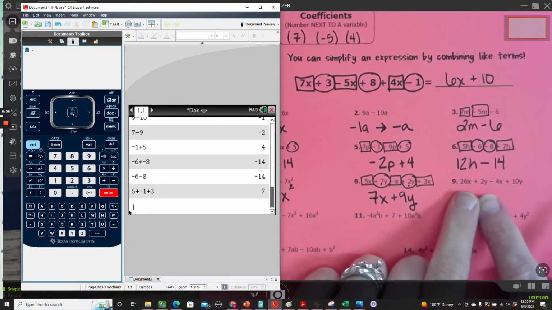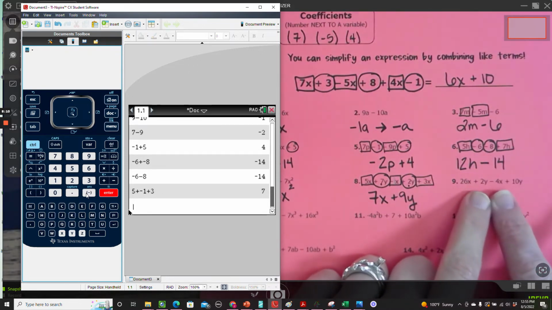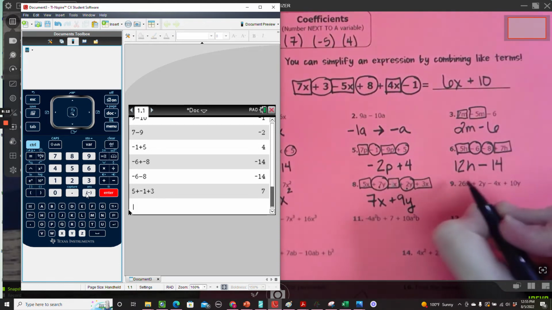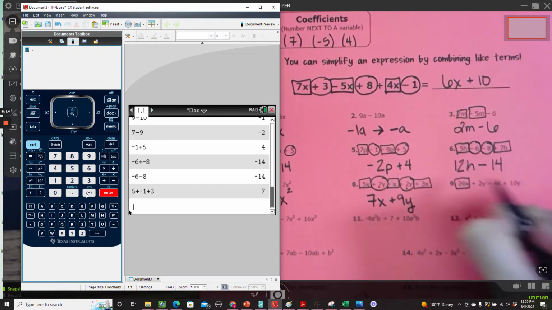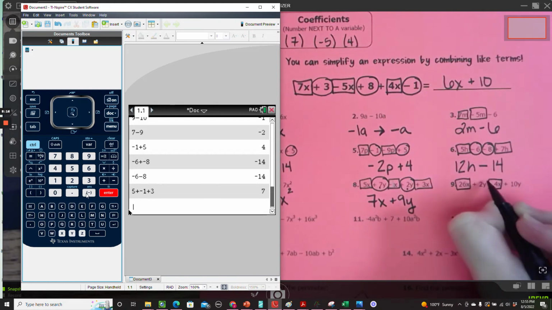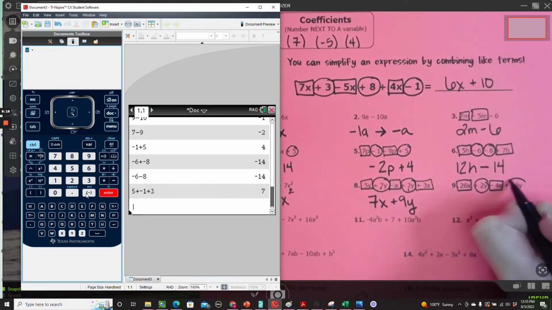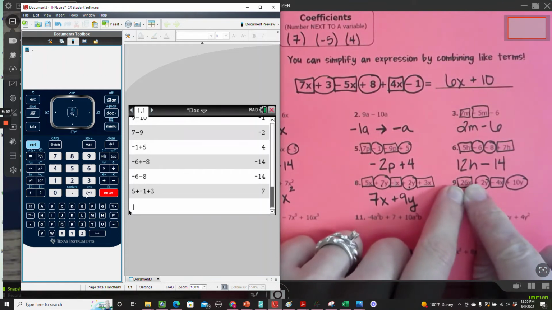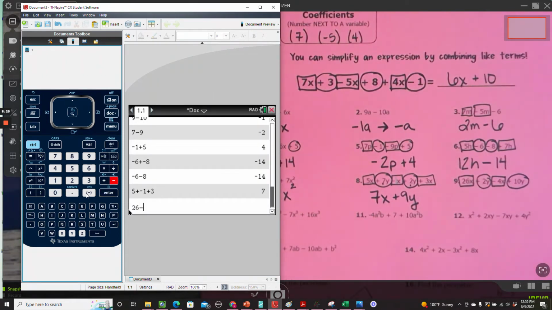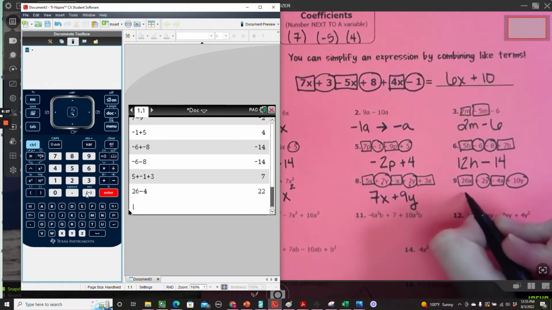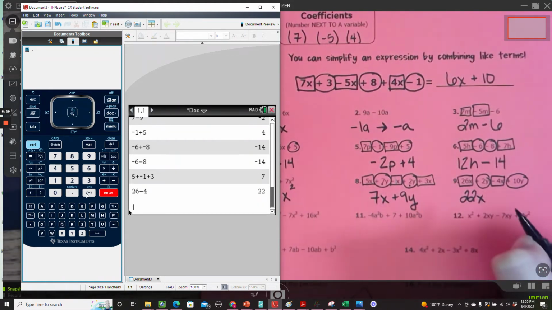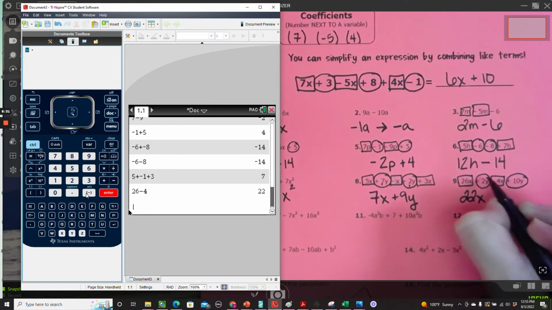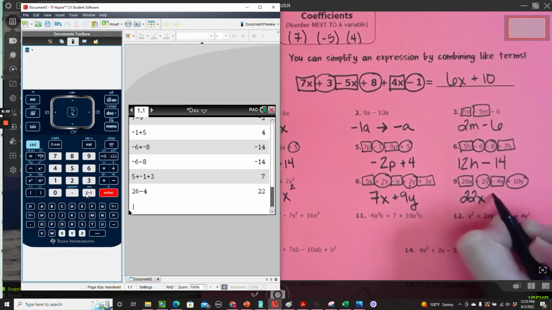All right, number 9, 26x plus 2y minus 4x plus 10y. So 26x matches with negative 4x, positive 2y matches with positive 10y. So here I've got 26 plus a negative 4, or just 26 minus 4, would be 22x, and that is a positive. So 2y and 10y, 2 plus 10 gives me 12.